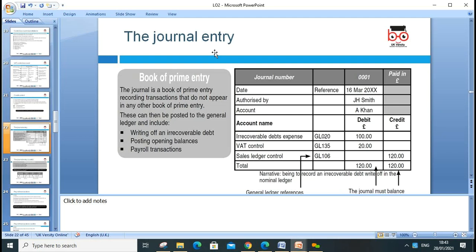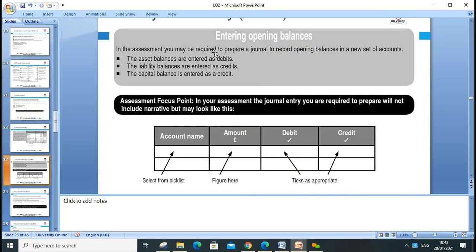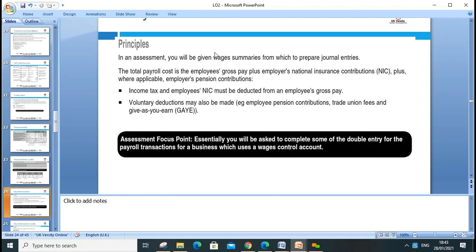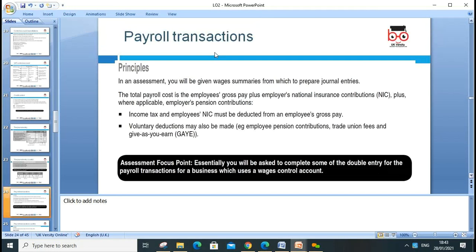And this is also linked in the sales ledger control, so the sales ledger control account will go down by 120. Normally when we prepare the ledger, we put their name, their amount, and which side it will go, debit or credit. Yeah, those are the principles we have.